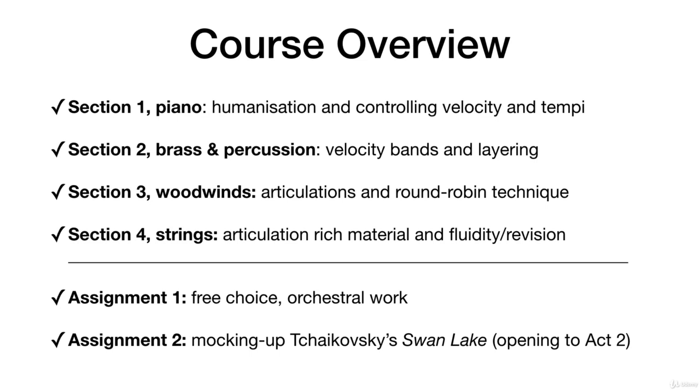In the third section, we will introduce the concept of round robin and how we achieve this with stock instruments. We'll also look much more at different articulations as a means of creating a more vibrant and realistic performance. In this section, we will be working on the exposition of the first movement to Beethoven's Wind Octet in E flat.